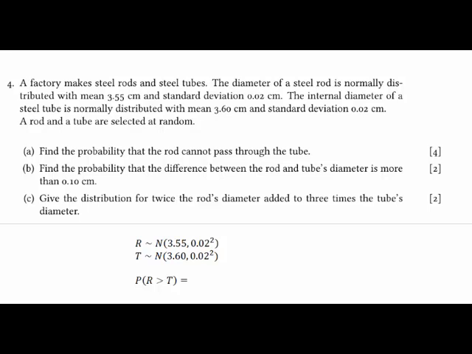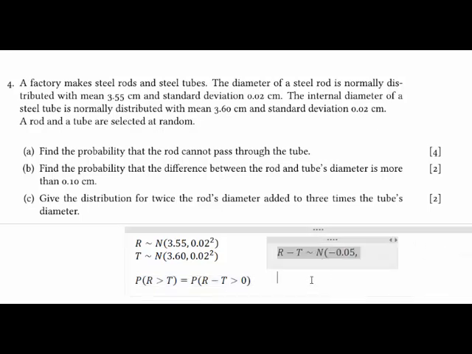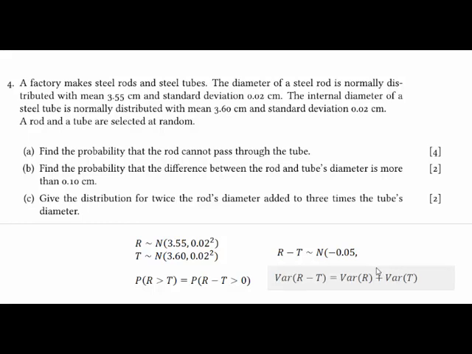And you've just got to know that the way of doing this is by converting it into this and then asking yourself, what is the distribution of r minus t? Well, r minus t is that one take away that one. So I would certainly expect the mean to be 3.55 take away 3.6, easy. What would I expect the variance to be? What is the variance of r minus t? Well, if you're not sure, write it down.